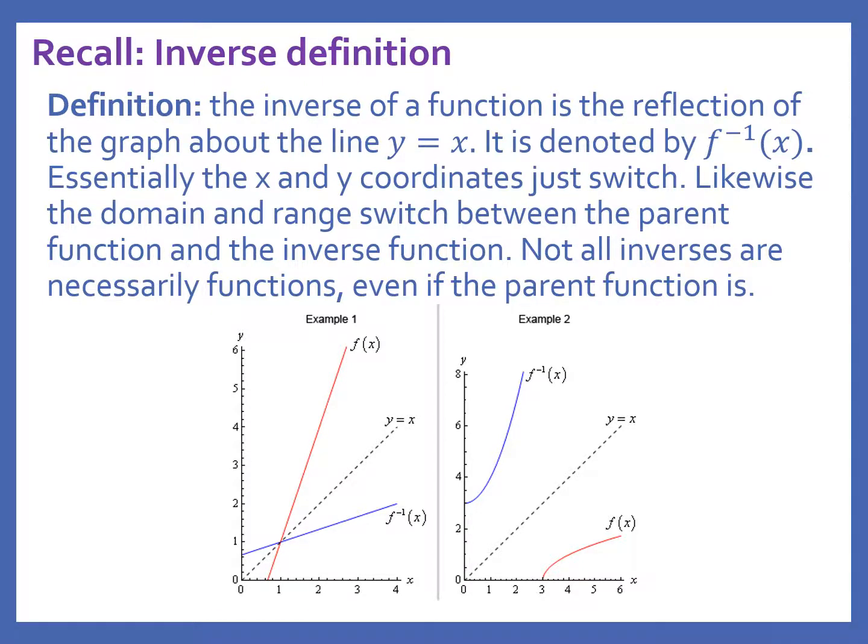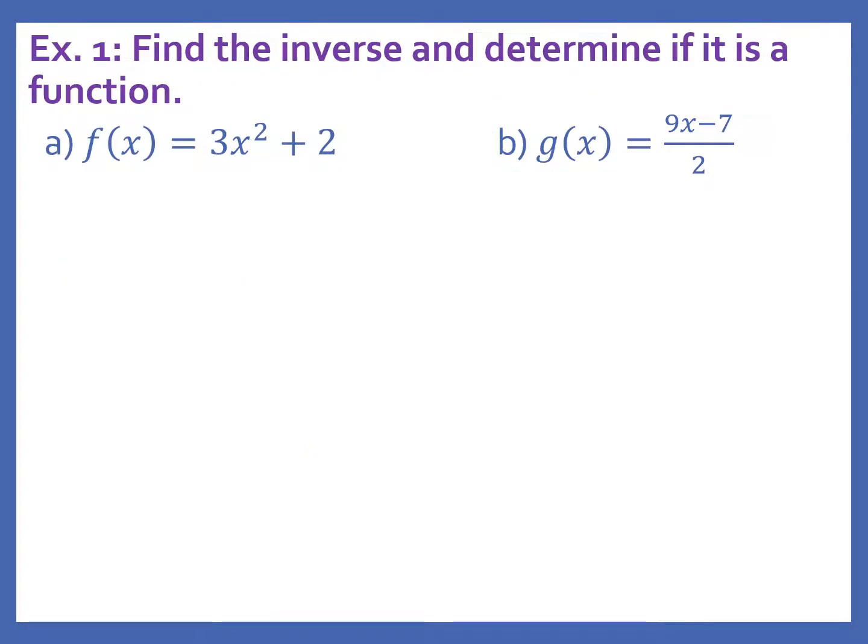Basically, this means your mirror line is a 45-degree line, and your function notation for an inverse is f to the negative 1 of x. From now on, that is your function inverse notation. Basically, all that happens is the x and the y coordinates just switch. Likewise, the domain and range switch. And not all inverses are necessarily functions, even if the parent function is.